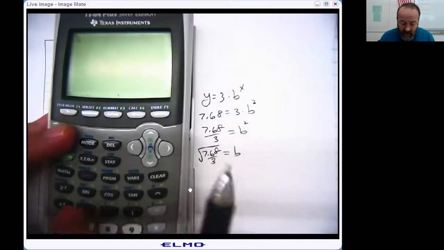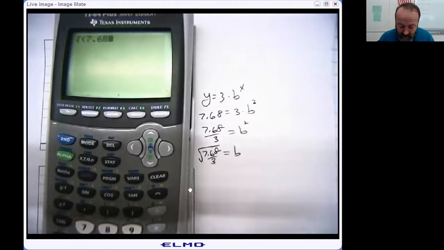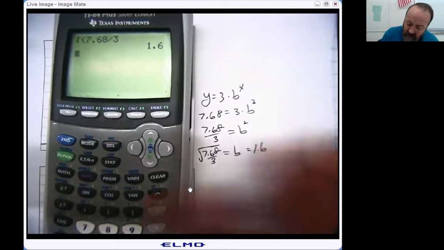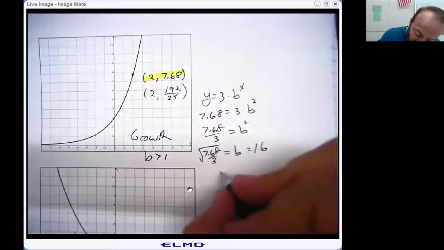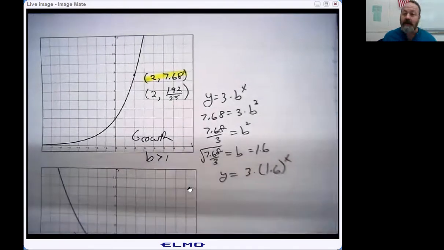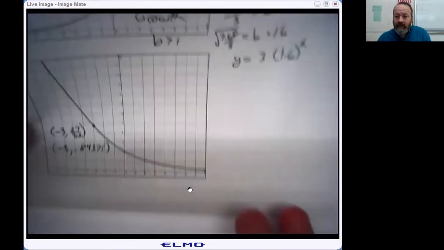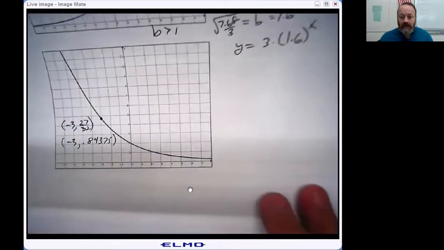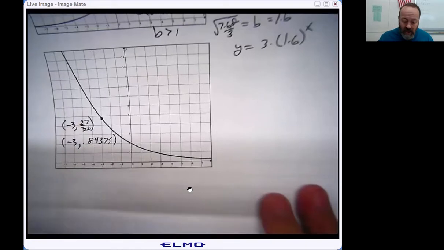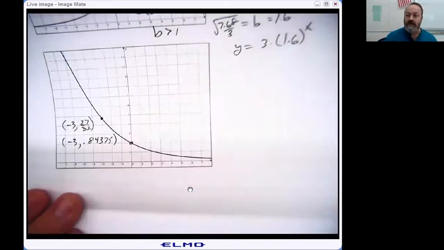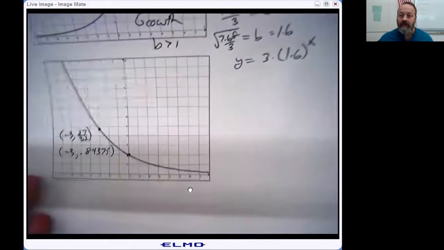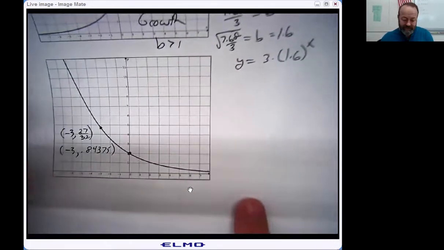So I have the square root of 7.68 divided by 3, and I got b is 1.6. So my final equation was y equals 3 times 1.6 to the x power. Now I've got another problem right here that I would like you to try. So you can either use the fraction or you could use the decimal. It doesn't matter. Notice that it does go through 0, 2. And I'll give you a moment. Go ahead and hit pause on your video so you could try that on your own.